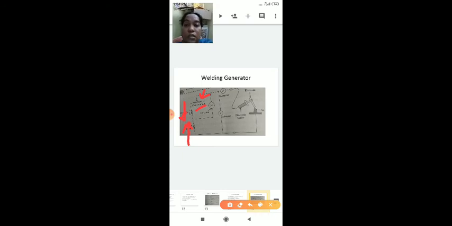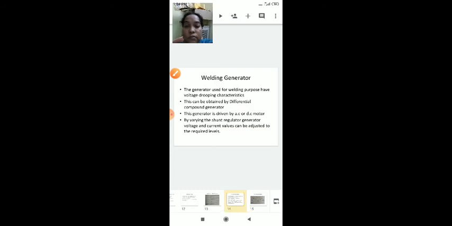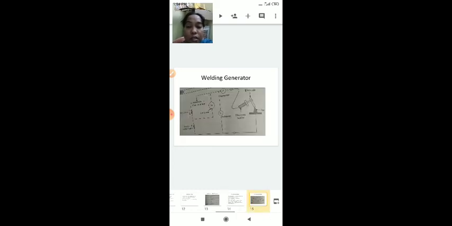And the armature. See, in this, an ammeter and voltmeter, two meters are used. By adjusting this shunt regulator, the current values and voltage values can be adjusted to the required level. This is a circuit diagram for the welding generator.